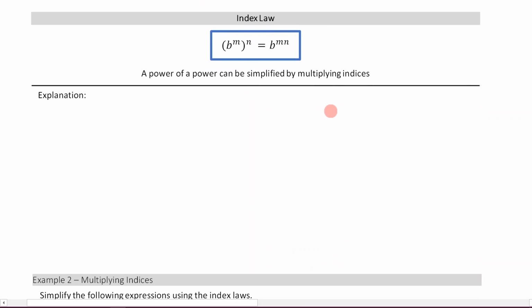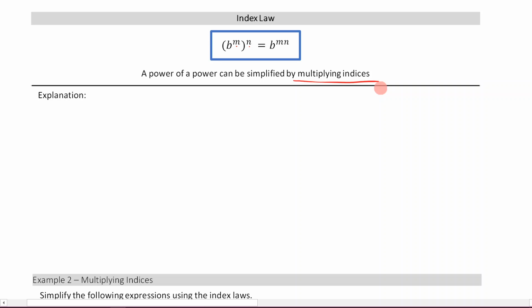So now we come to the next index law that we're going to look at here. This index law tells us that when we have brackets b to the m, close brackets n, what happens is that we multiply the m and the n together. So m and n multiply. So a power of a power can be simplified by multiplying indices.